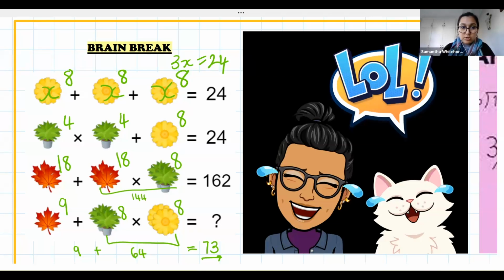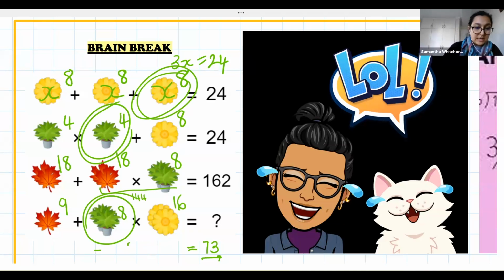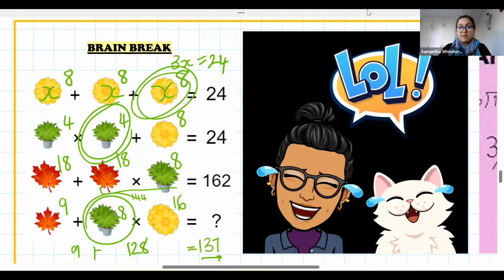Kakleho, yes, there are 2 plants. Remember, 1 plant was 4, so 2 plants are 8. 1 yellow flower was 8. Oh, I see what you're saying. So 1 yellow flower is 8, 2 yellow flowers is 16. See, I was just on my own mission here. 8 times 16 is 128. Then plus 9 gives us 137. Thank you. I appreciate all of you who are on top of it. Well done.